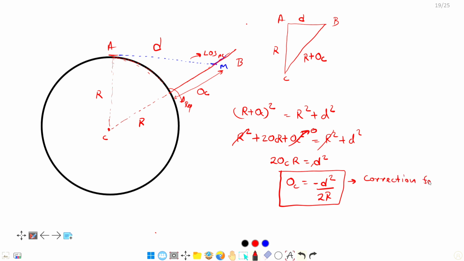Correction for curvature error. So this is our first error, curvature error due to the curvature of the earth, and the correction for it is minus D square upon 2R. Now let's move to the next error, that is refraction error.